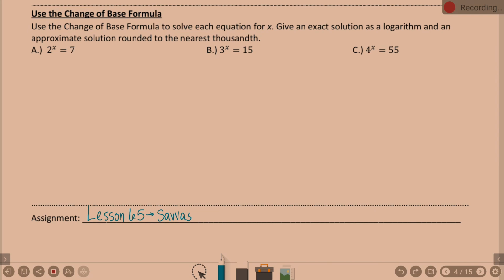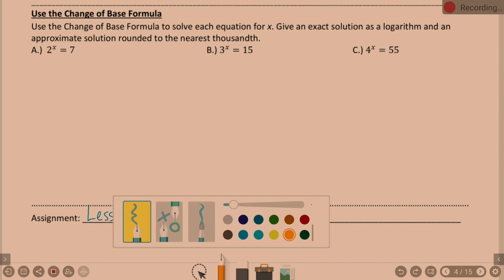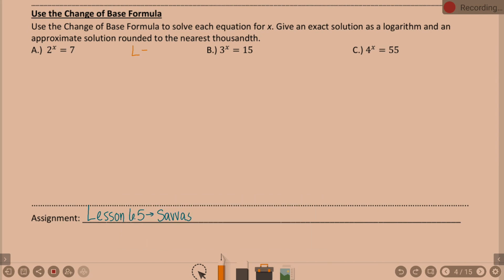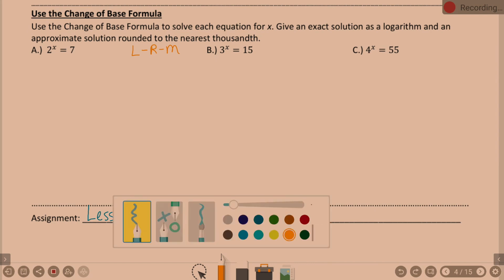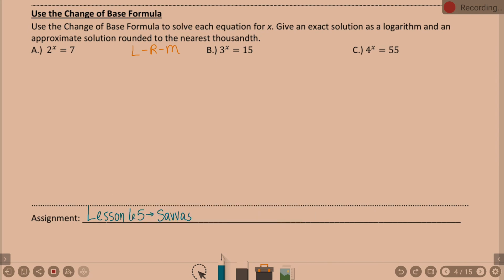Thoughts on where to start? Did I hear it back there? We need a left, right, middle, don't we? And here's your hint. It's talking about logs here in the directions, isn't it? We have exponents right here. So we need to get it out of exponent form and put it into log form.